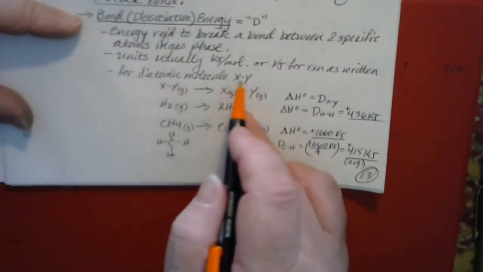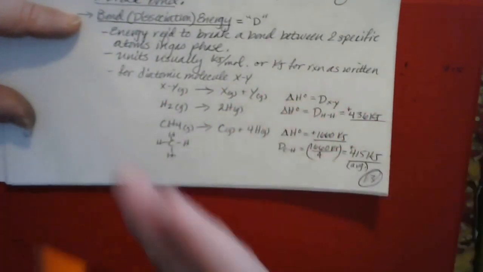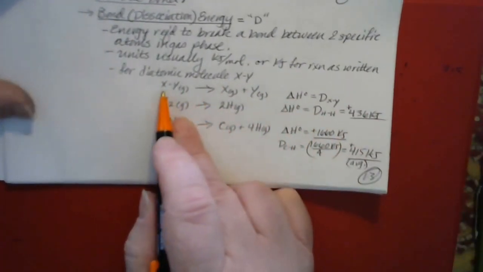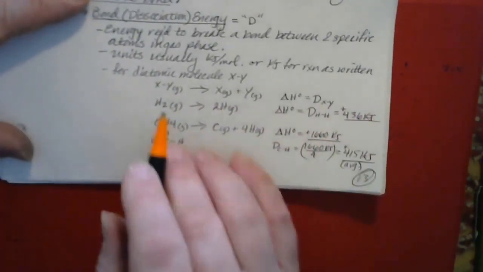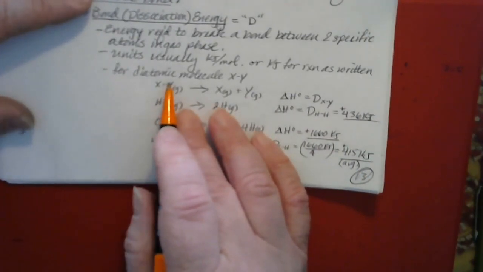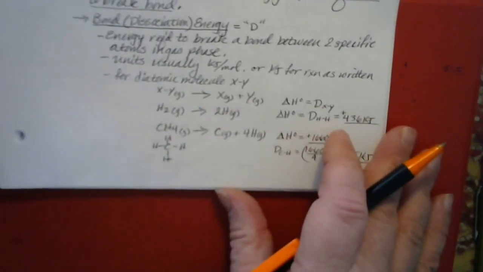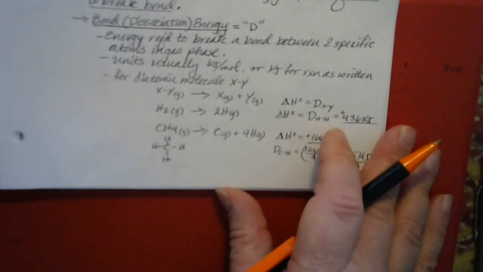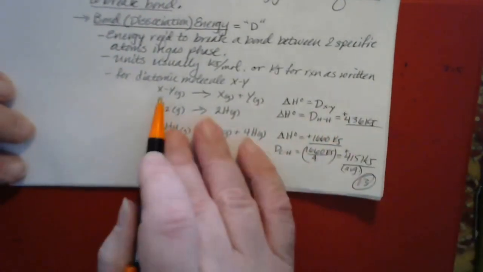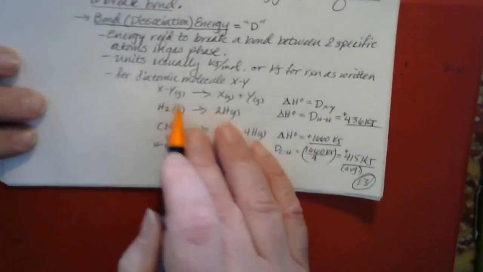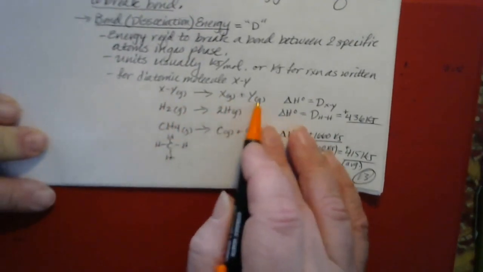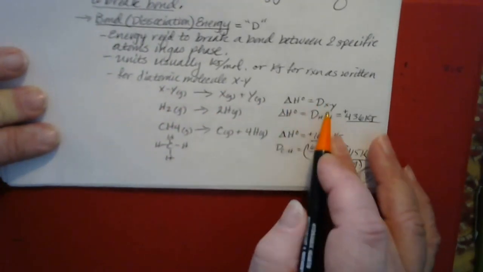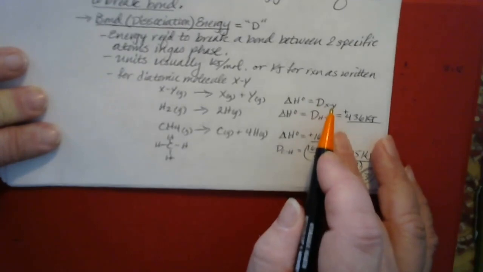So for a diatomic molecule XY, that is, involving element X and element Y, X is just a generic symbol for an element if you don't want to specify what it is, as is Y in this case. Actually, there is an element that has the symbol Y, but it's not a very commonly encountered one. So XY is just a hypothetical diatomic compound in the gas phase. And if you break that bond and separate it into X in the gas phase plus Y in the gas phase, the enthalpy for that reaction is the bond dissociation energy of the XY bond.